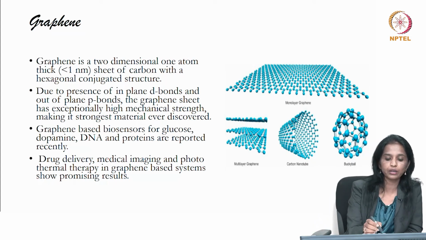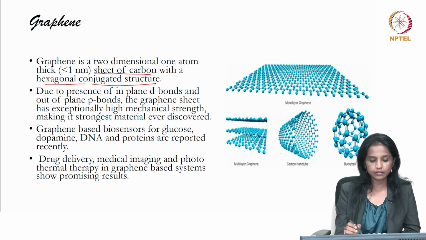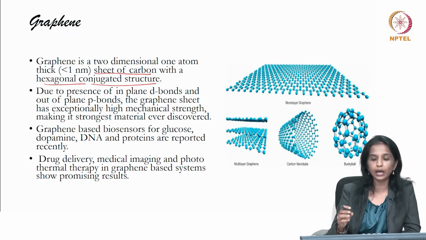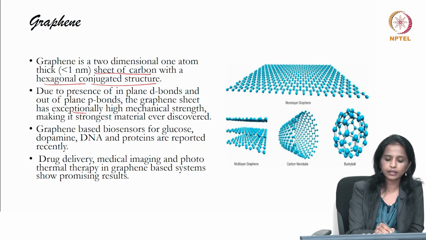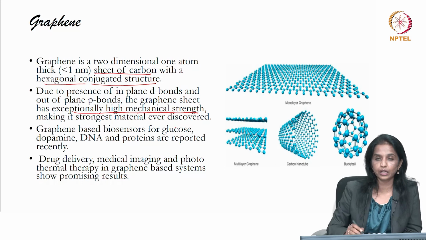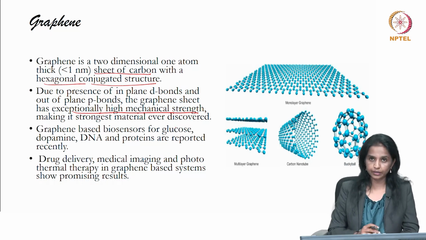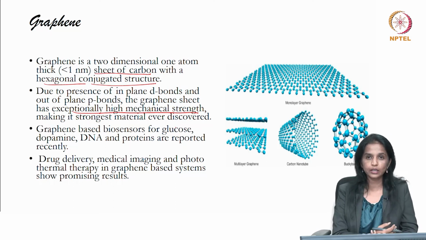So, this graphene is actually a two-dimensional one atom thick sheet of carbon with a hexagonal conjugated structure. So, we can see that with this picture here. So, it has a plain sigma bond and plain pi bond, and this graphene sheet has an exceptionally high mechanical strength, making it the strongest material discovered. So, the strongest material which is actually synthesized is graphene.